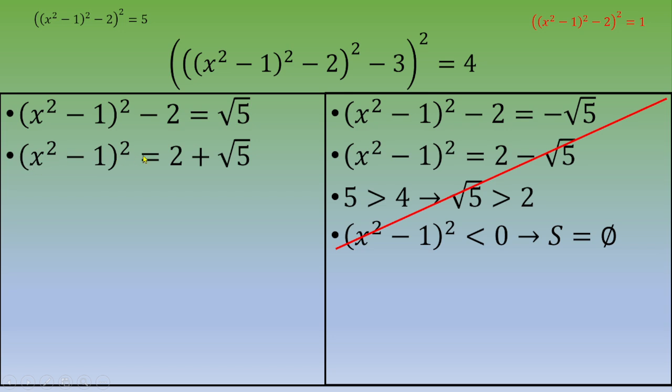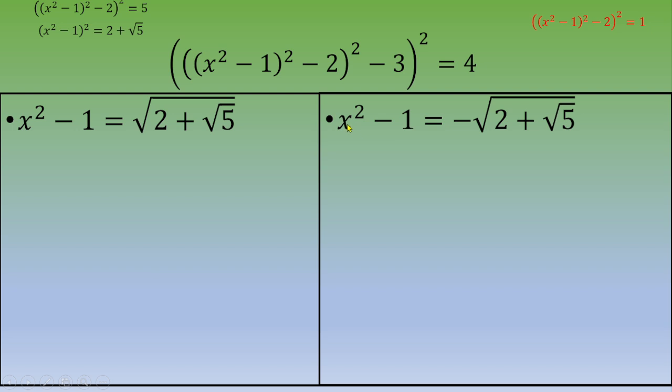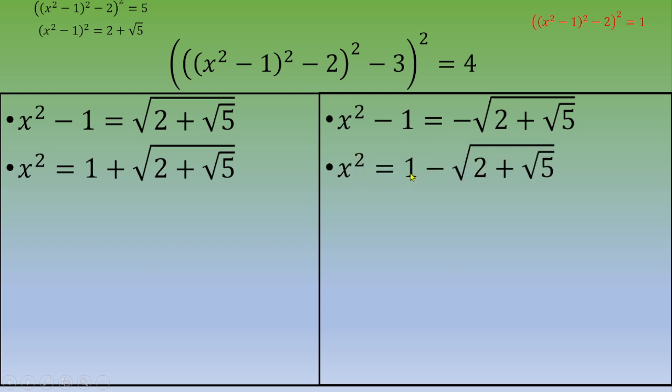If we've got a square equals 2 plus square root of 5, that means what is between parentheses is plus or minus square root of this quantity. So x squared minus 1 equals square root of 2 plus square root of 5, and the second option is x squared minus 1 equals negative square root of 2 plus square root of 5. So if we put this minus 1 on the other side of the equation, we end up with x squared equals 1 plus square root of 2 plus square root of 5, and the second option is x squared equals 1 minus square root of 2 plus square root of 5.